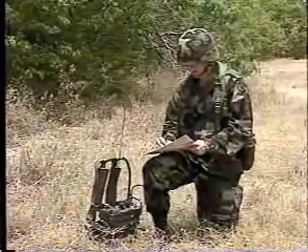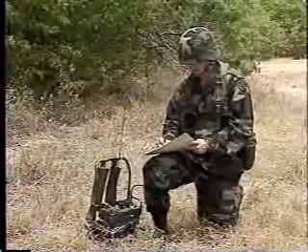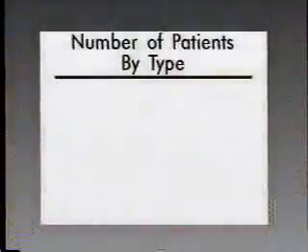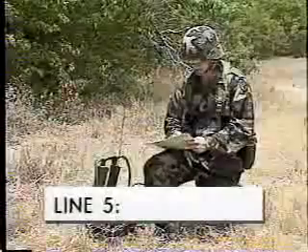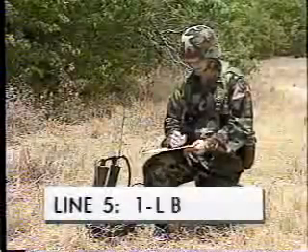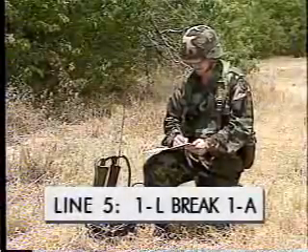The semi-rigid litter is normally carried aboard the evacuation vehicles. So that the vehicles dispatched can be configured appropriately, record the number of litter patients and the number of patients who can be seated on line 5. The code 1 Lima, break, 1 Alpha indicates that there is 1 litter patient and 1 ambulatory patient.